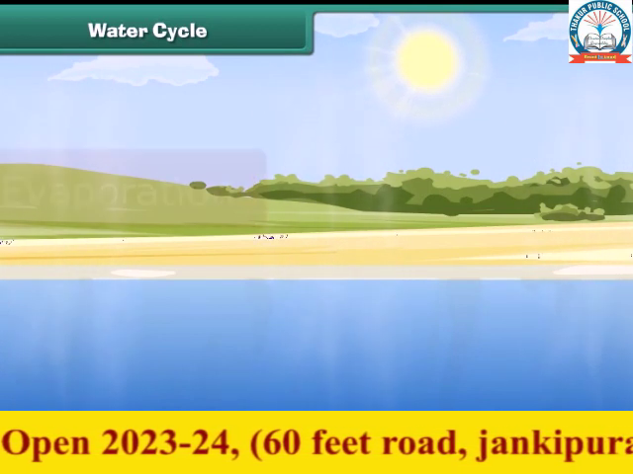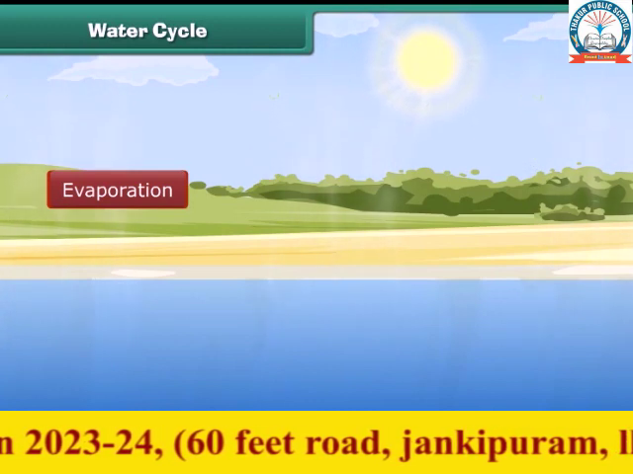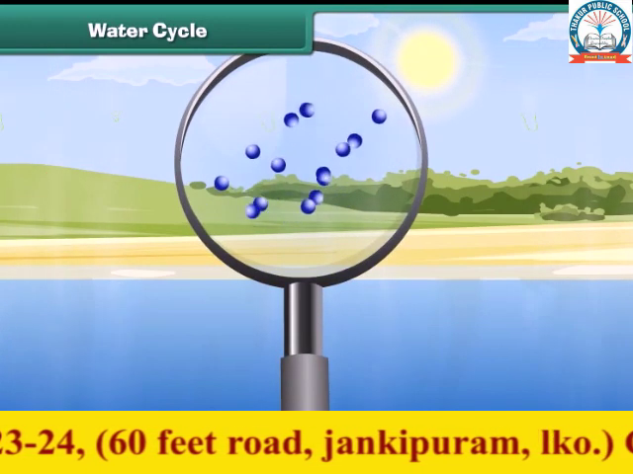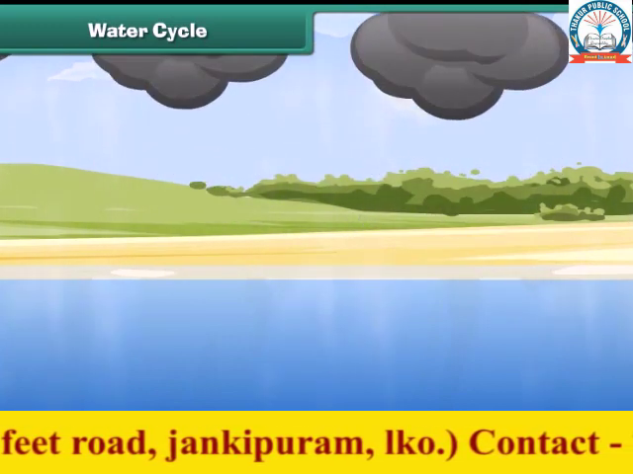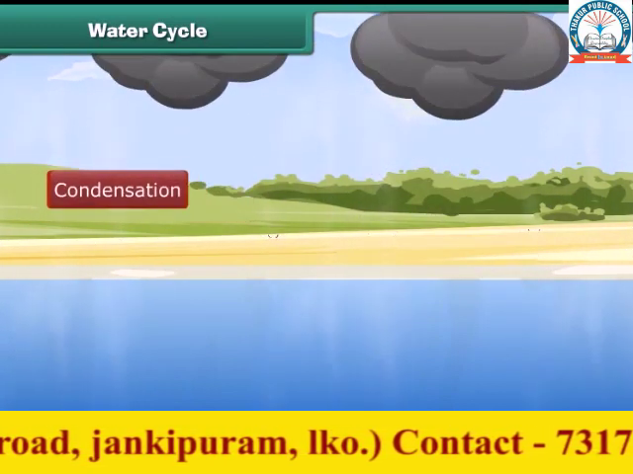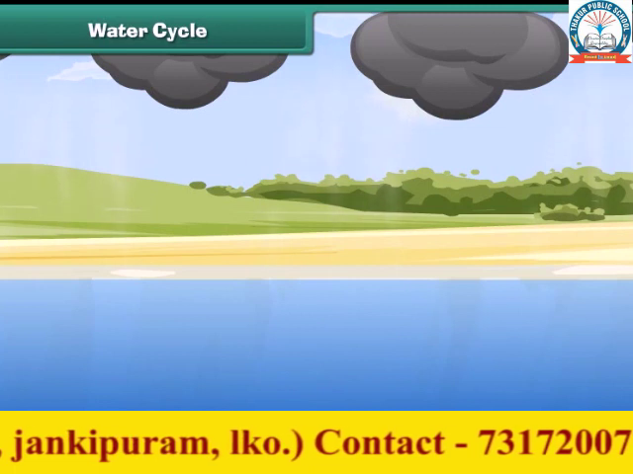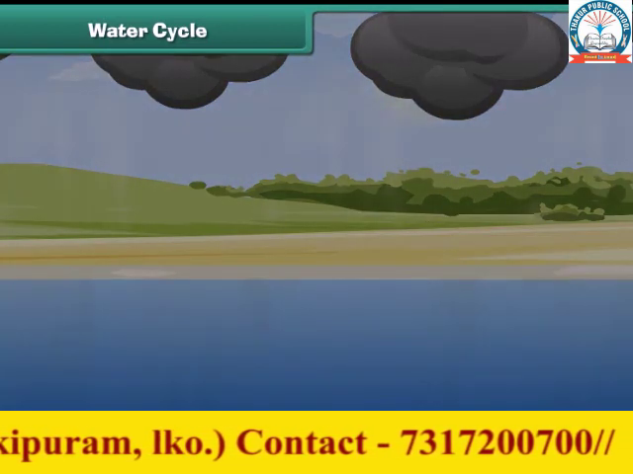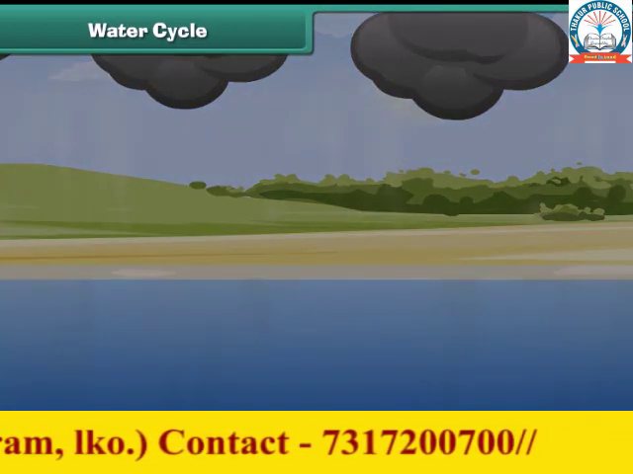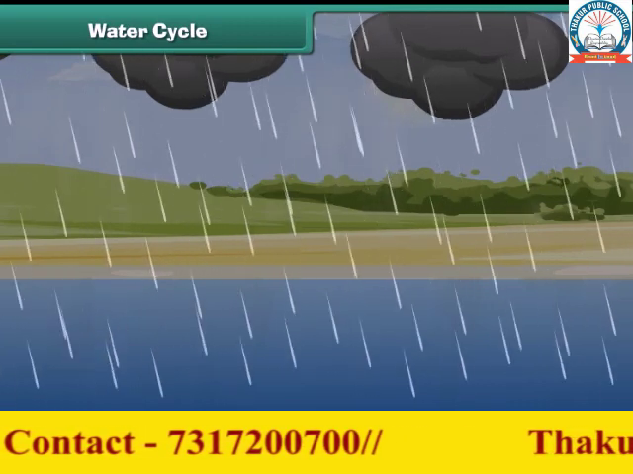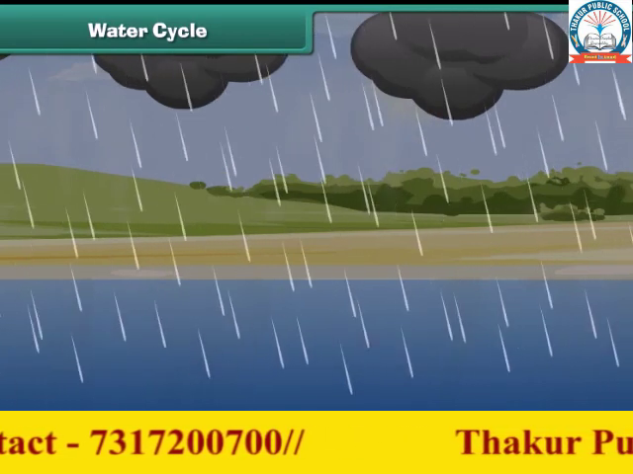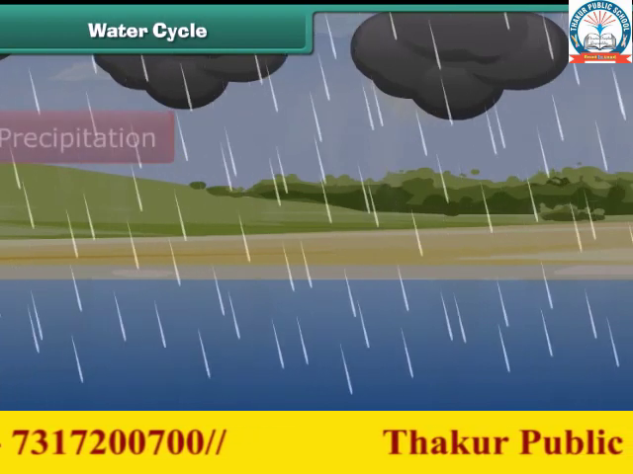This is called evaporation. High up in the atmosphere, water vapors cool down and form clouds. This is called condensation. When the water molecules in clouds begin to collect, they form bigger droplets and fall down as rain, snow, or hail, depending upon the temperature. This is called precipitation.